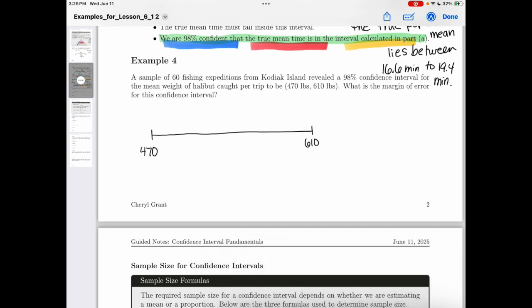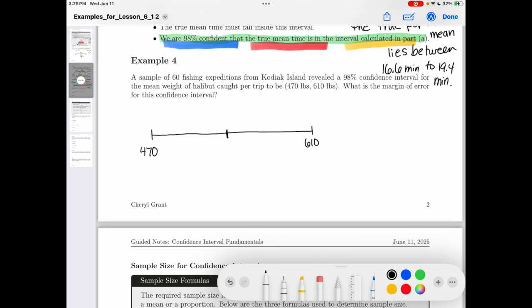So we need to find our point estimate. That's going to go in the middle. To do that, I'm going to take 470 plus 610 and divide that by 2. That gives us a center of 540. So this is our point estimate. That's what's going to go in the middle.